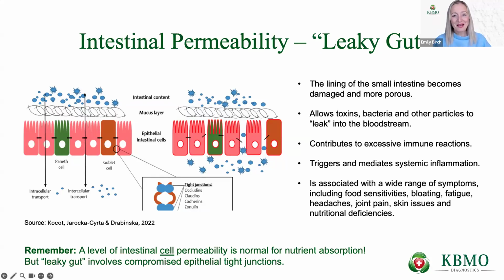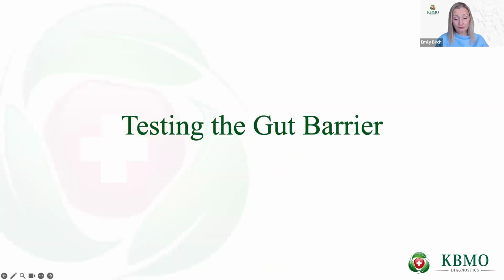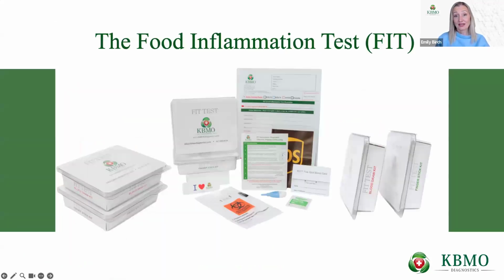So that is our speedy recap of the intestinal barrier and intestinal permeability and what leaky gut is. So let's get into how we test it. Well, first things first, it can be tested and comes as standard with the KBMO food inflammation test, so the FIT test. And I guess some of you might be thinking, well, why? Why do we test the gut barrier as part of a food sensitivity test, food inflammation test?